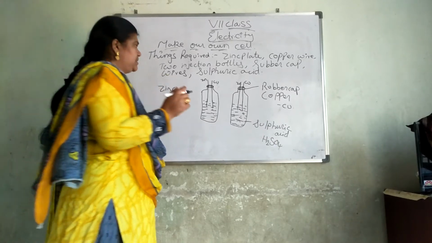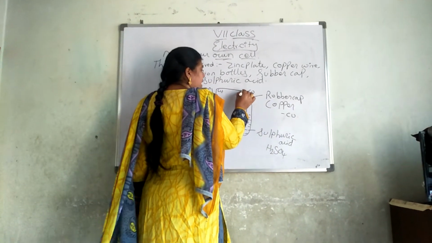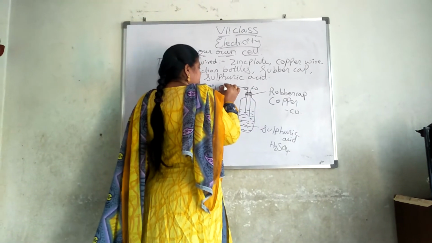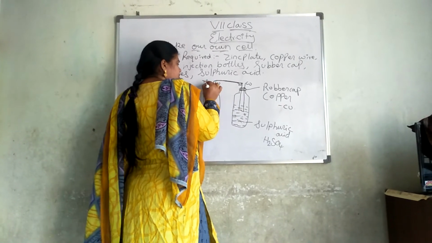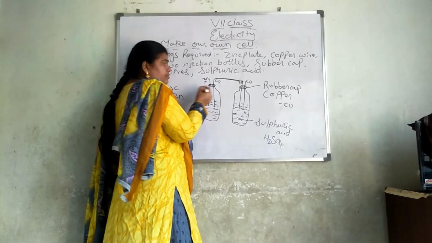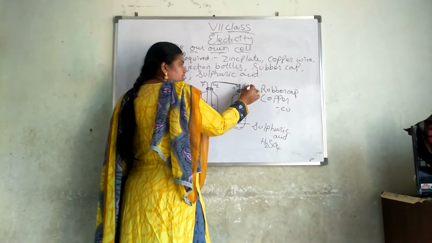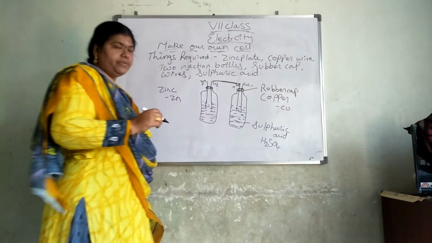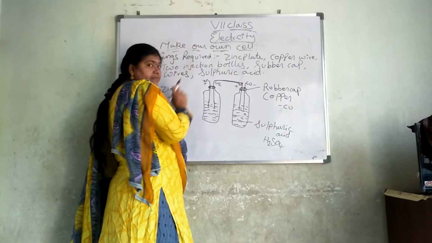Now take one wire and connect the copper and the zinc plate. One wire is connected to the copper and zinc plate. Here zinc is acting as a positive terminal, which means copper will act as a negative terminal. So the negative terminal is connected to the positive terminal with one wire.